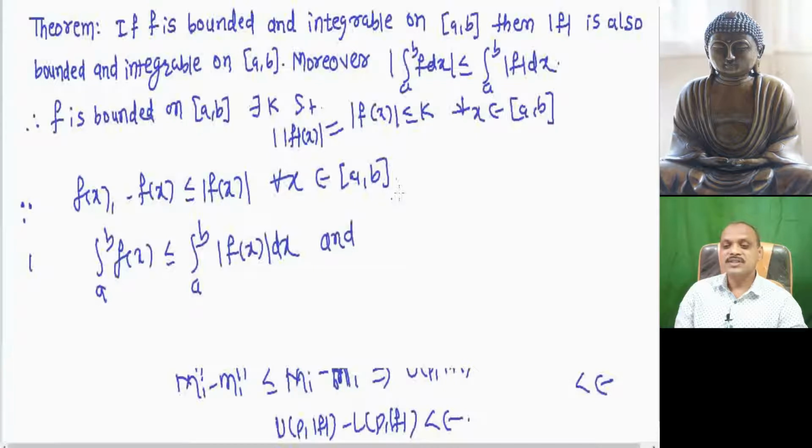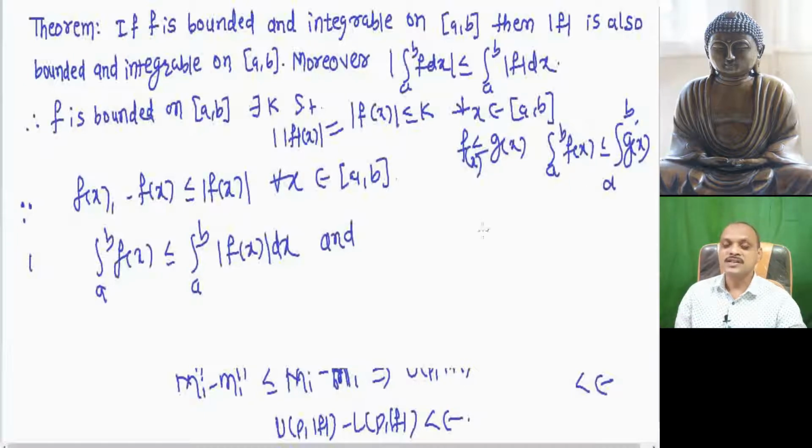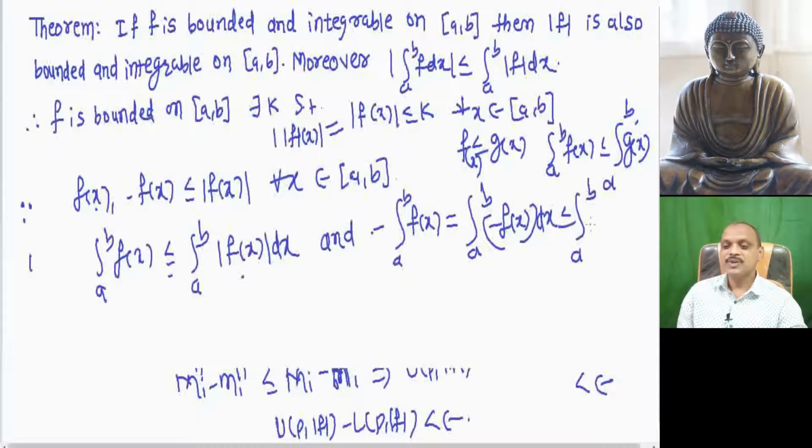Also, if f of x is less than or equal to g of x, then integration of f of x is less than or equal to integration of g of x. We have this deduction. As f of x is less than or equal to mod f of x, we get that this is less than or equal to this one. Also, minus integration a to b of f of x, which is nothing but integration of minus f of x, is less than or equal to integration a to b of mod f of x, right?